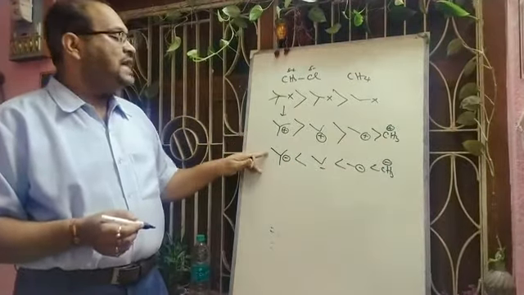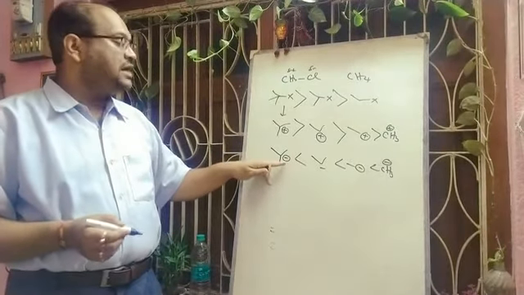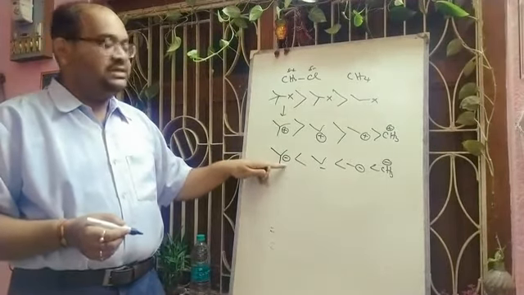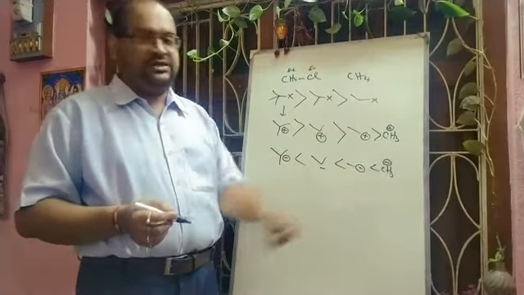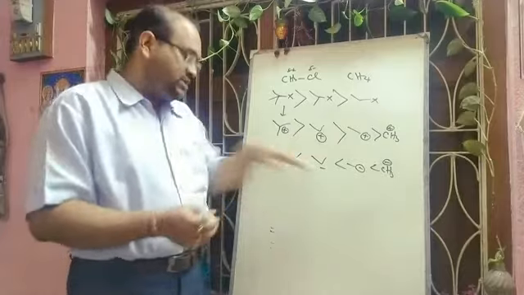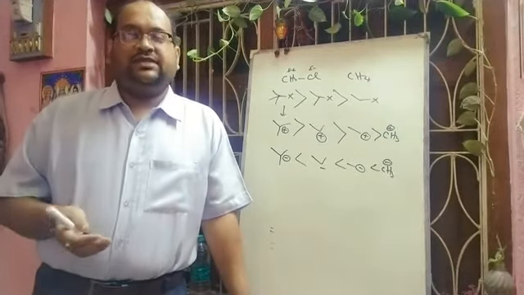So here the plus I effect destabilizes the negative charge, that means the carbanion. That is why it is very much less stable. But here there is no plus I effect in the case of CH3 minus, so it is stable compared to these anions. Hope you can understand. And next we will discuss the relative strength of the acids and bases.